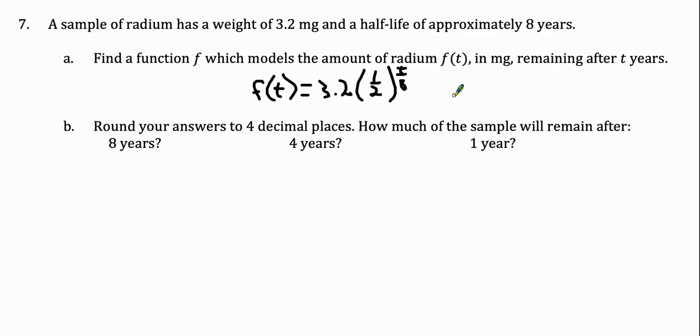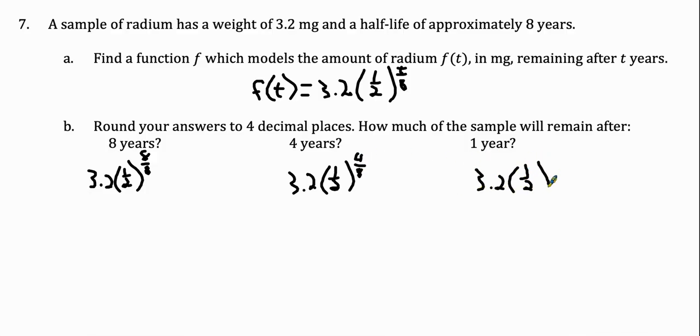So then to figure out how much is left after 8 years, 4 years, 1 year, all I'm doing is plugging these values in for t in my function. So 3.2 times 1/2 to the 8 over 8 power, 3.2 times 1/2 to the 4 over 8 power, and 3.2 times 1/2 to the 1 over 8 power.